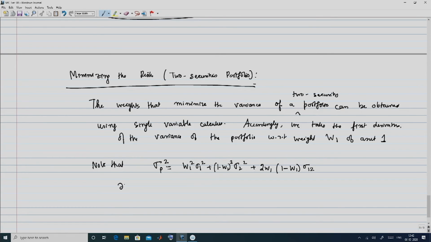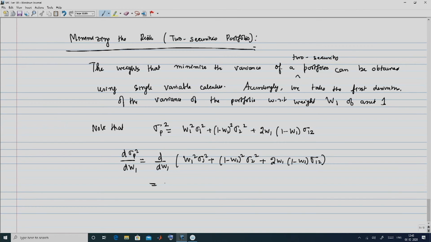So, now I take the partial derivative of this with respect to W1. Actually, I can just take the ordinary derivative since it is a function of a single variable now. So, dσp² by dW1 is going to be d by dW1 of W1² σ1² plus (1 minus W1)² σ2² plus 2 W1 (1 minus W1) σ12.